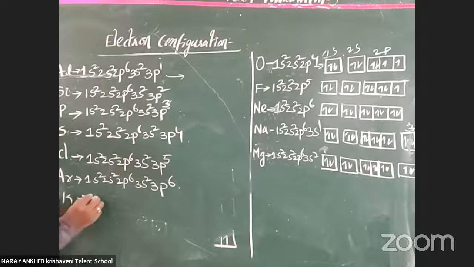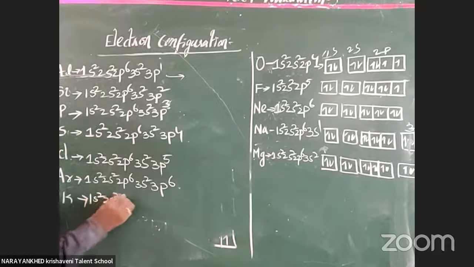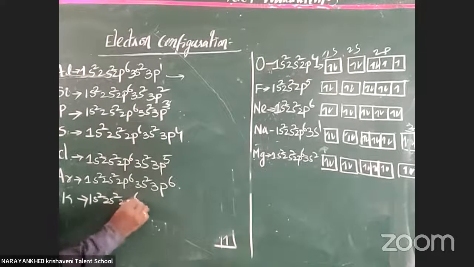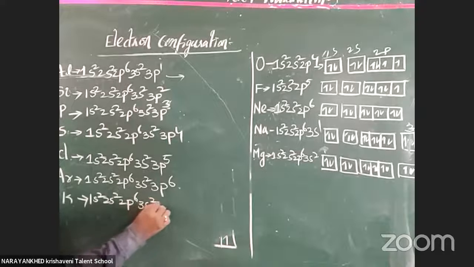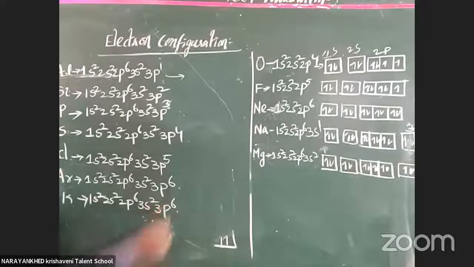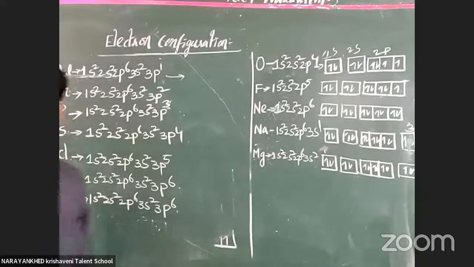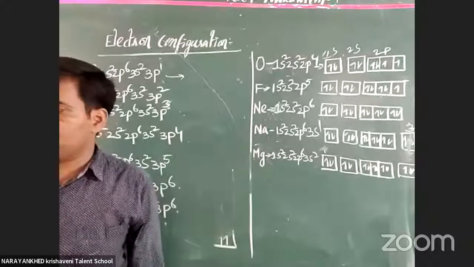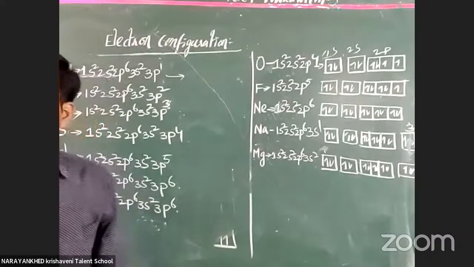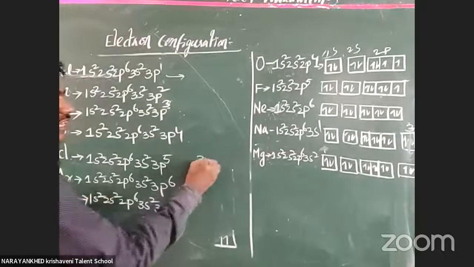Potassium. It is written as what? 1s2, 2s2, 2p6, 3s2, 3p6. So many are there. Next, we are going with what? 3d or 4s? 4s. Okay, now why do we not go with the 3d?